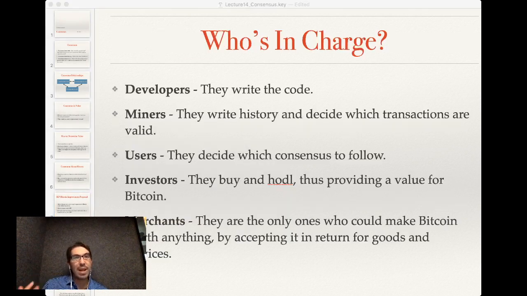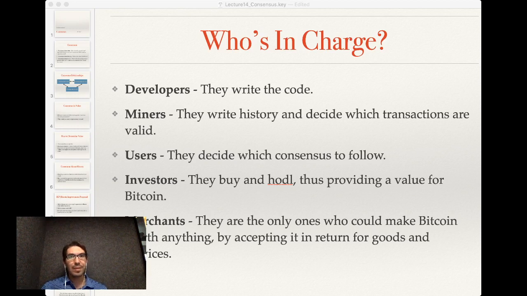So you've written a BIP, you want to change something, and you say, well, the developers are going to look at this. But when we talk about consensus, we need to think, who's in charge? Whose consensus do we actually care about? Well, we could say the developers. They're writing the code. They're the ones who determine what the rules are. So they're obviously in charge of Bitcoin, right?